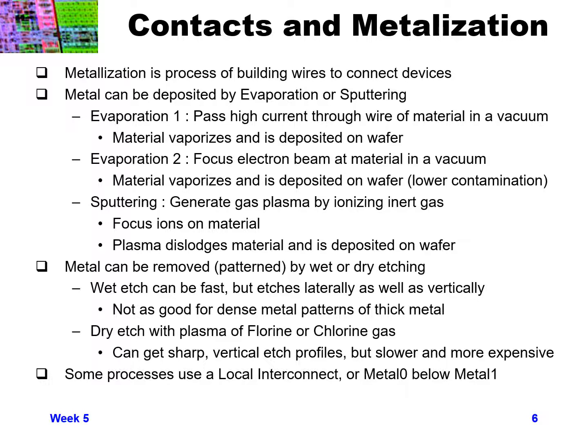A different type of doing evaporation, type 2, is instead of passing a high current through a wire, you focus an electron beam at the material, again in a vacuum, and that electron beam hits the material, vaporizes the material, and that vaporized material becomes vapor in the vacuum.